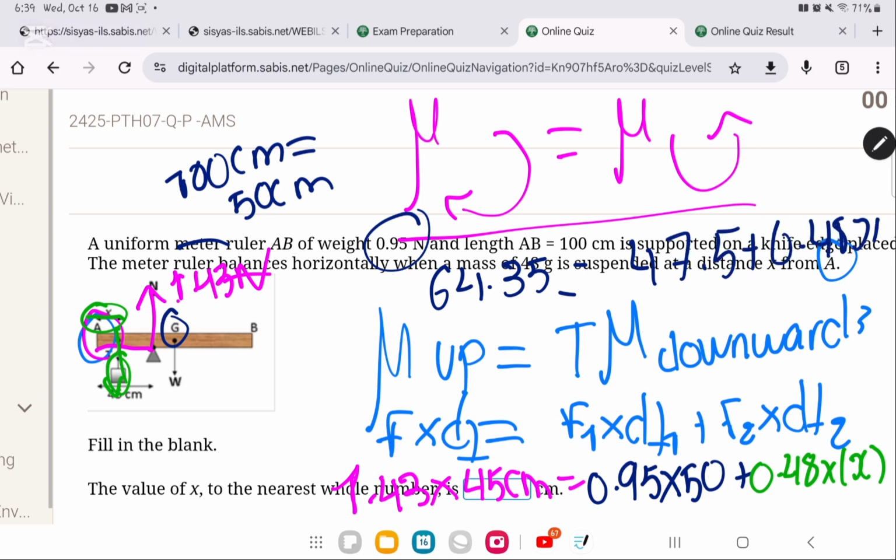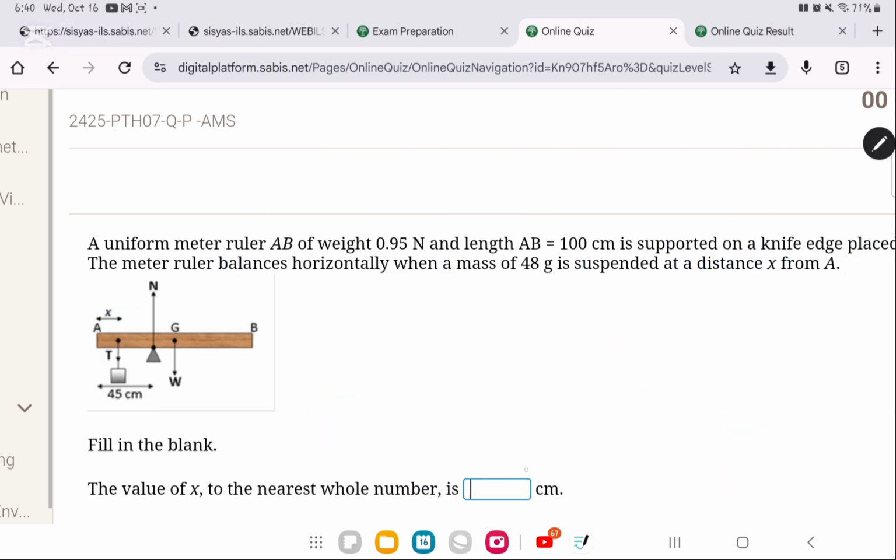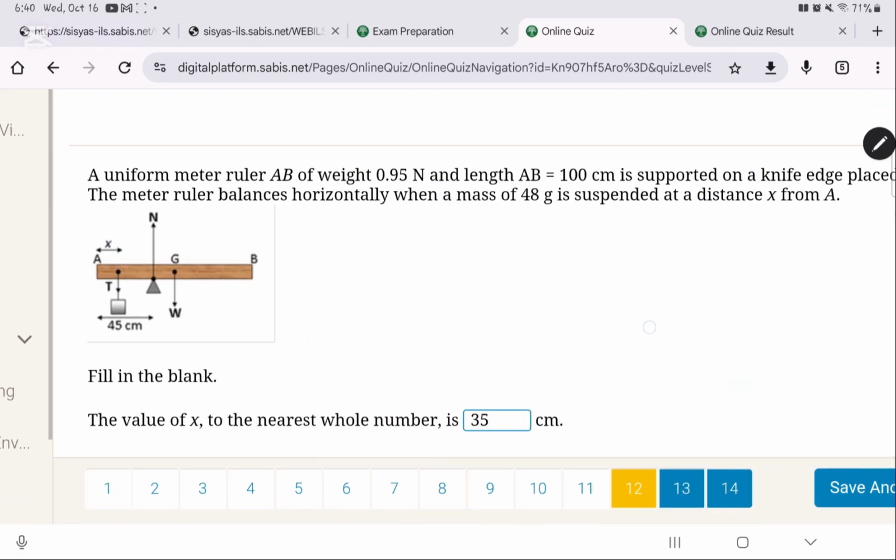0.48x. To find the value of x, move 47.5 to the other side. So 64.35 minus 47.5, you will get 16.85 is equal to 0.48x. And if you move 0.48 to the other side, you will get 35.1, which is approximately 35. So we found the distance, which is 35 centimeters.